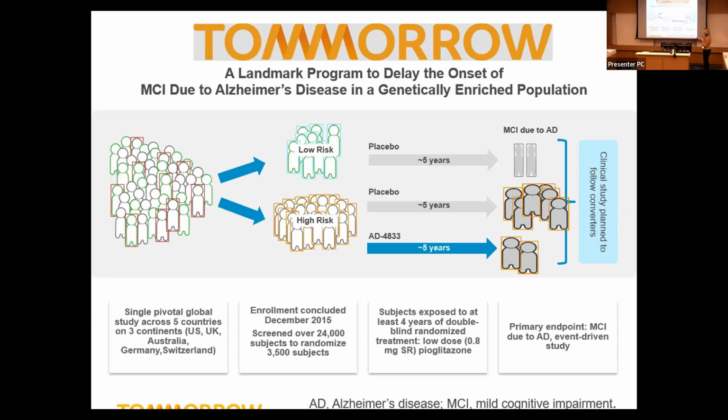So here you have our high risk group. They're randomized either to placebo or to treatment and followed over 5 years. The prediction here is that if the compound is working, you'll have fewer cases at 5 years compared to the placebo group, where you see more people affected.